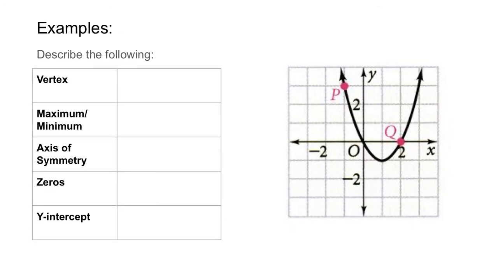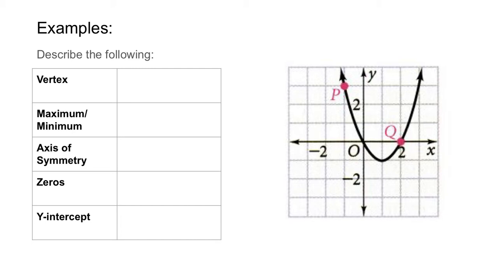So let's look at an example of this. They've given us a graph here. They've given us 2 points on the graph, which may or may not matter to us, but we're looking to describe the vertex of this graph, the maximum or minimum, the axis of symmetry, the zeros, and the y-intercept.